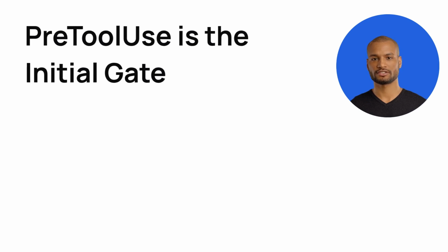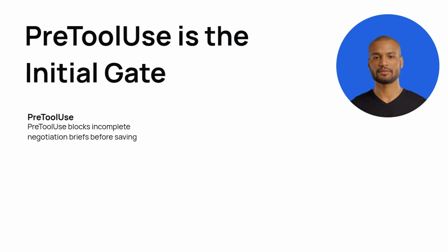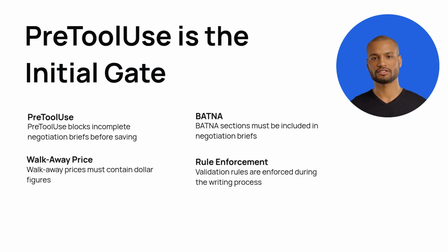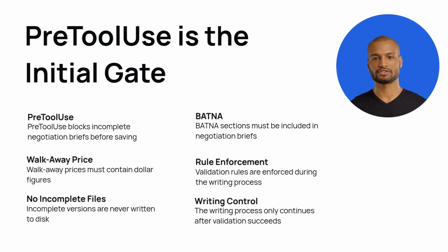PreToolUse is the initial gate. PreToolUse blocks incomplete negotiation briefs before saving. BATNA sections must be included in negotiation briefs. Walkaway prices must contain dollar figures. Validation rules are enforced during the writing process. Incomplete versions are never written to disk. The writing process only continues after validation succeeds.